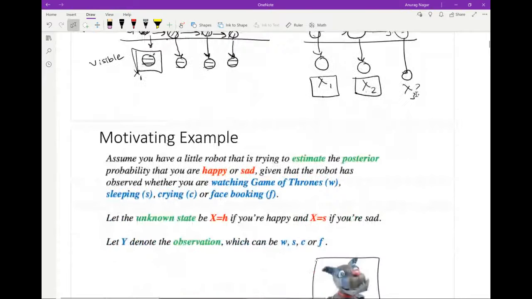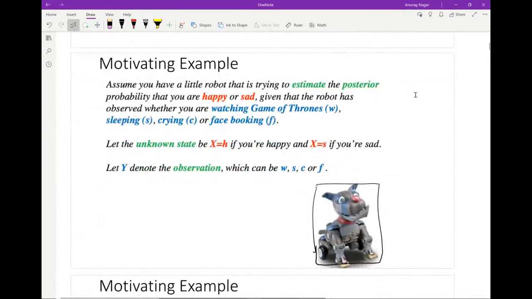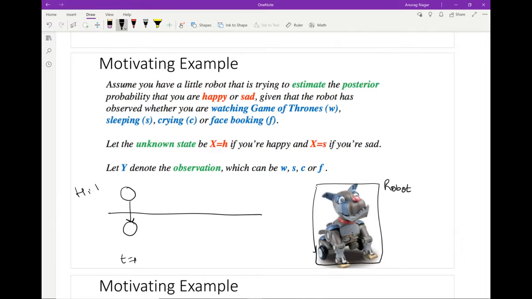Now, what could be the application of this? For example, a robot is watching a human. So the human has two states at every time. So this is time equal to 1. What is the state? Well, there is a hidden state, this, and there is an observed state. So hidden, observed.